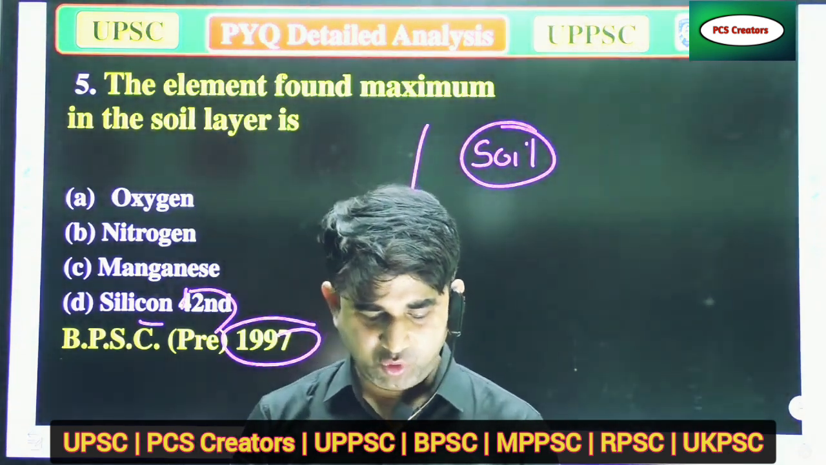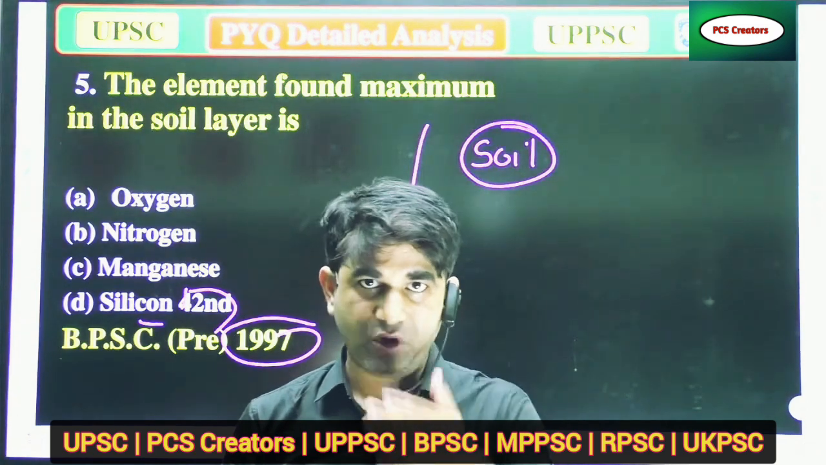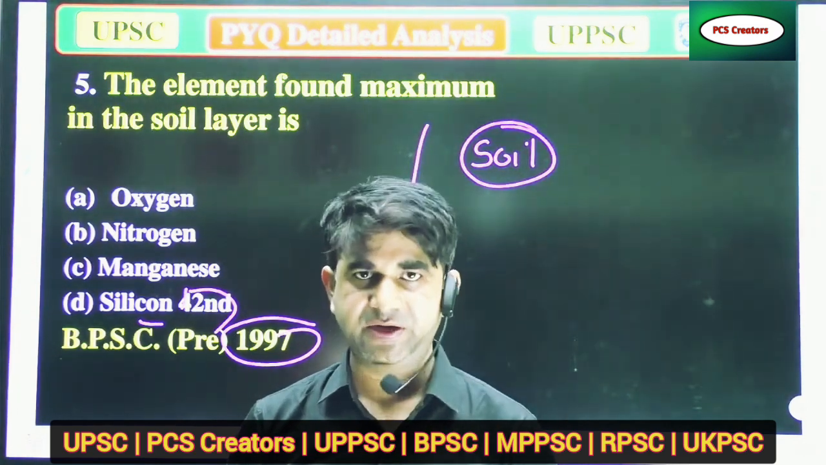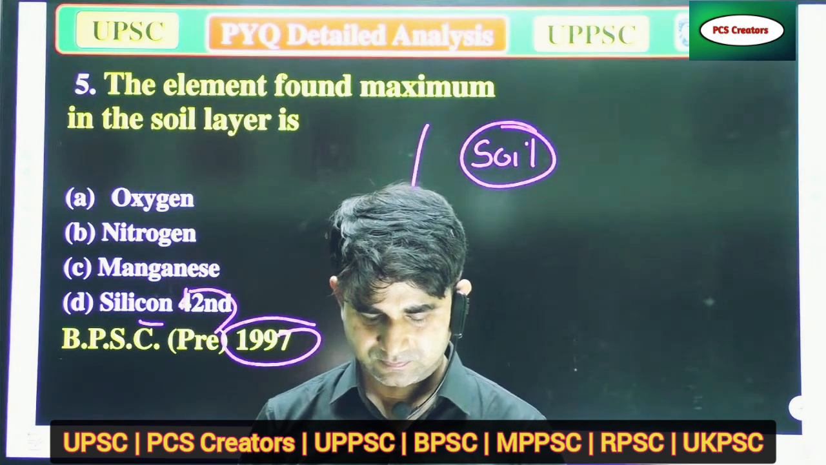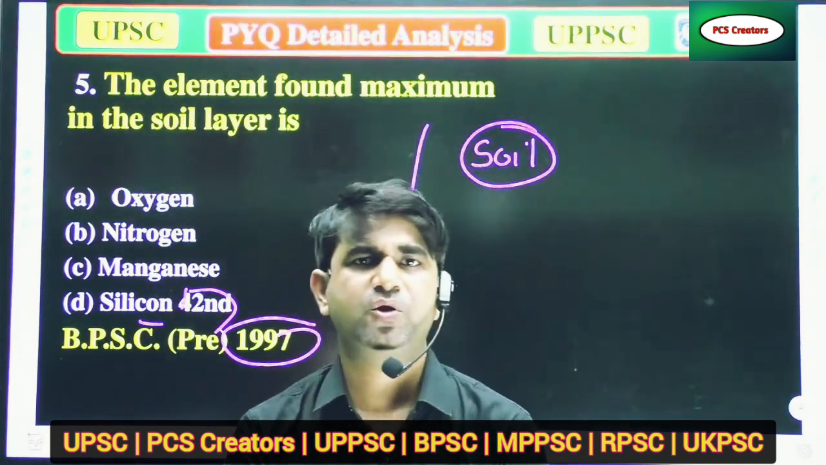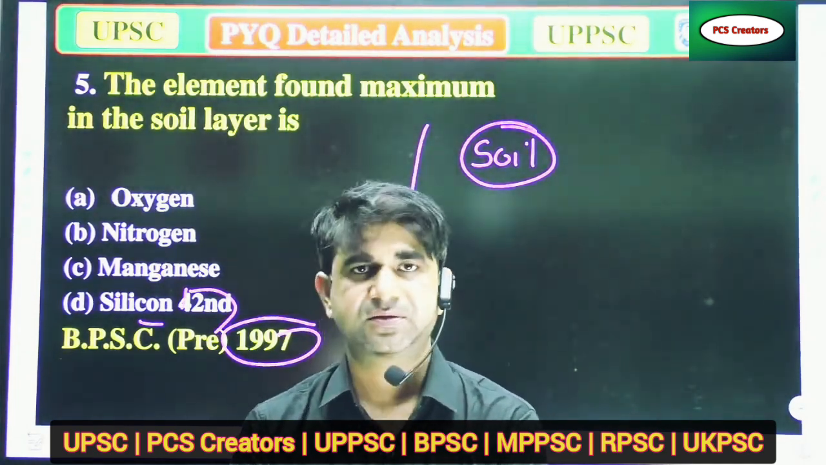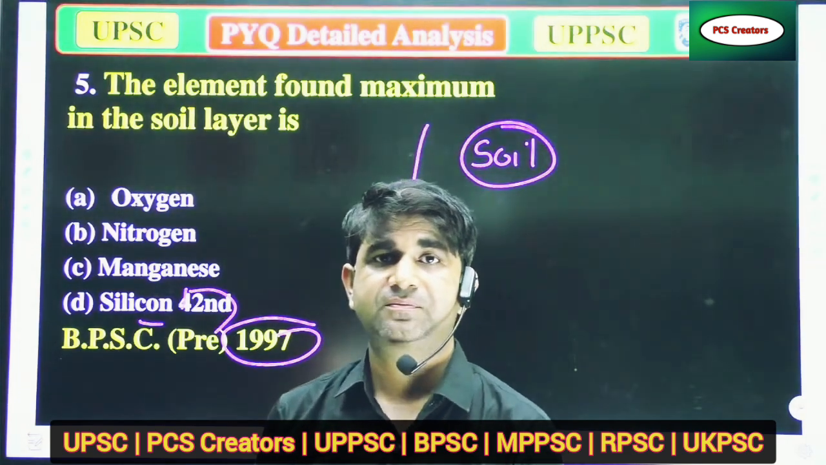Yeah, most abundant element on the earth surface. Everyone, what is the most abundant element on the earth surface? That could be silicon, that could be oxygen.